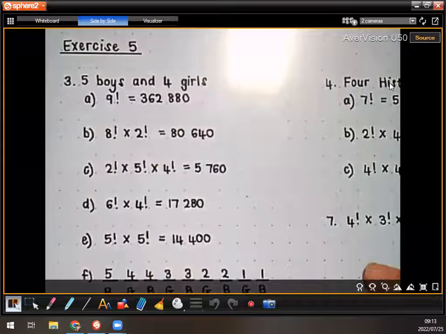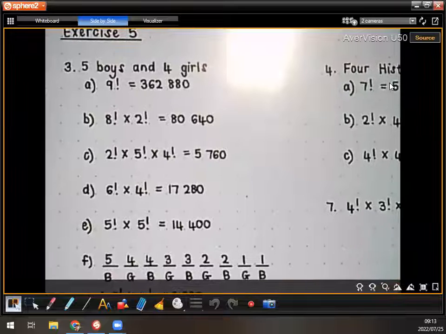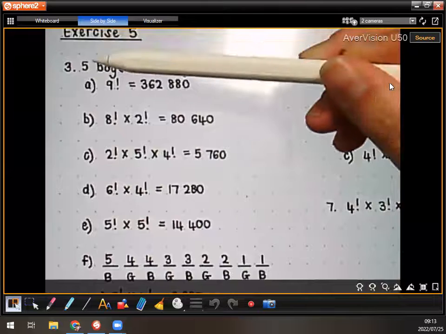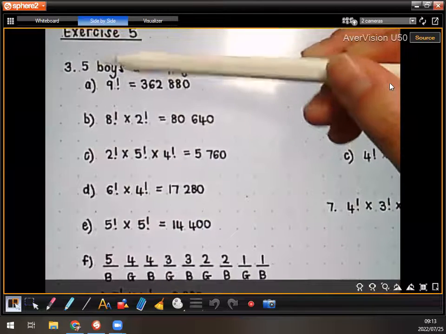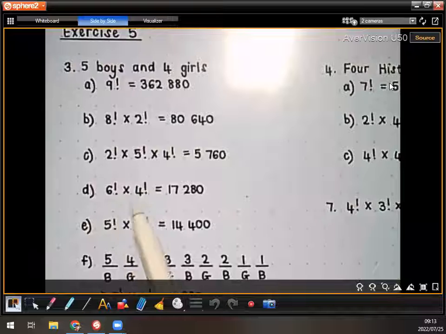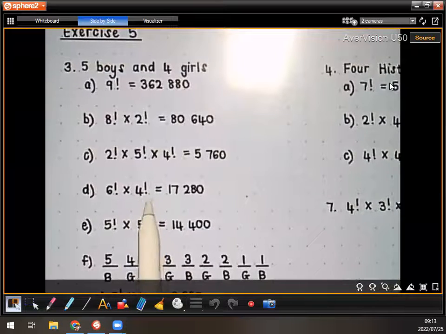Okay, then the next one, now I just need to try to remember. For D, they were saying the girls now want to sit together. Okay, so these 4 girls form one group, and then the 5 boys each form a group. So it's 5 boys plus one group of girls, so there's 6 groups. And then within the group of girls, 4 factorial, right?